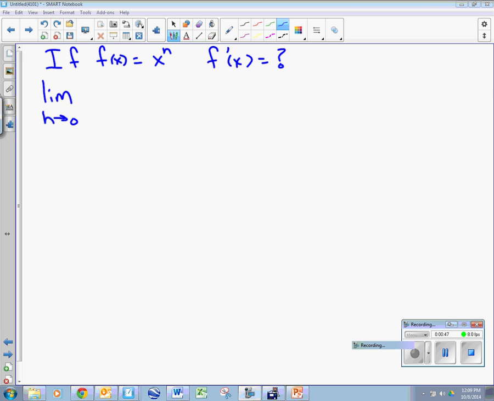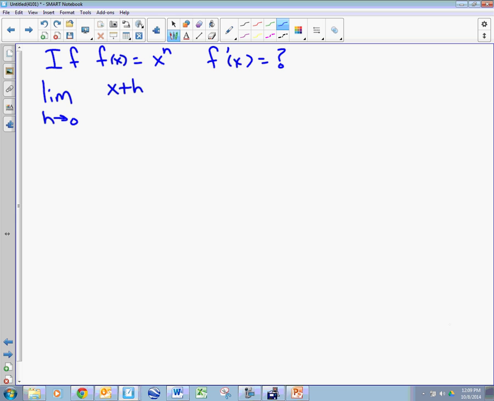All right. So the limit as h goes to 0 of f of x plus h, so I plug in x plus h, and I get x plus h to the n minus x to the n all over h.